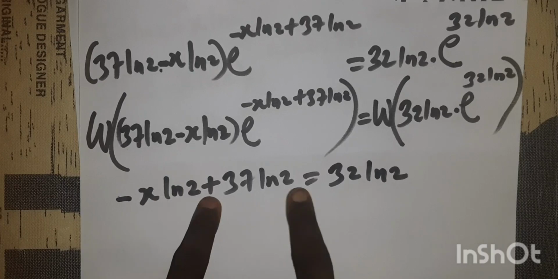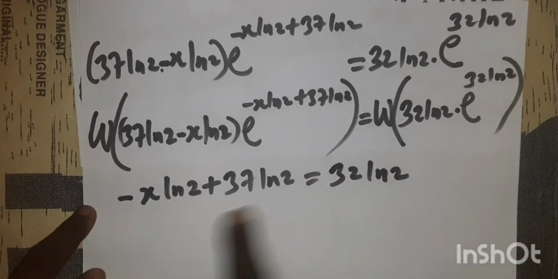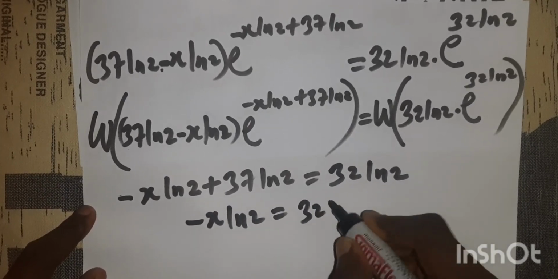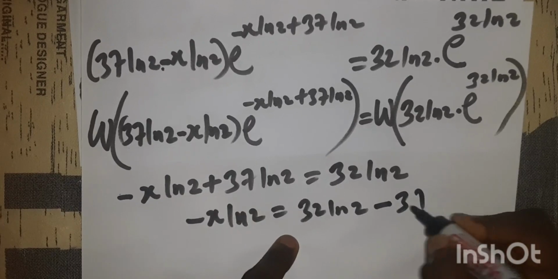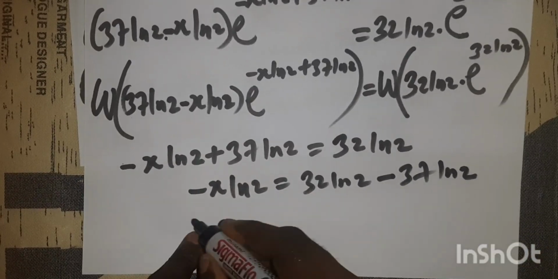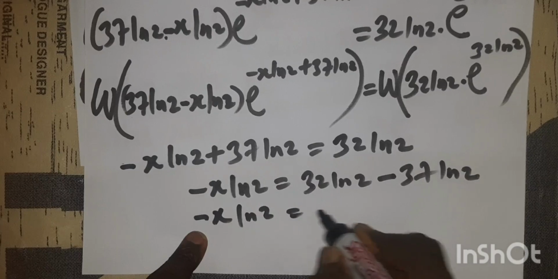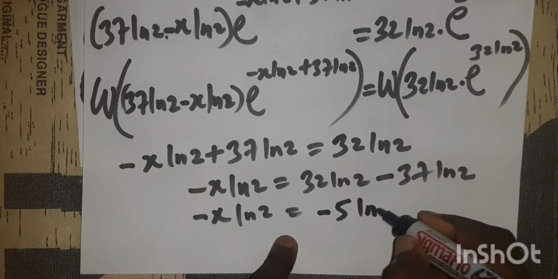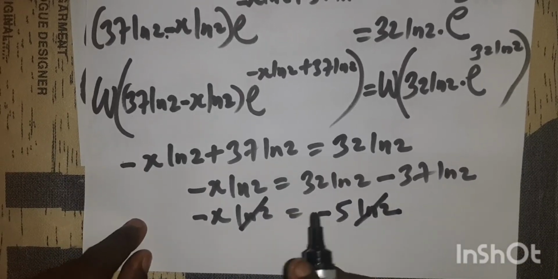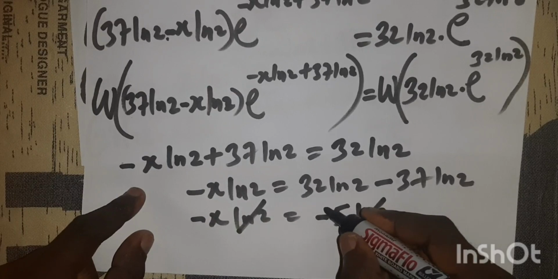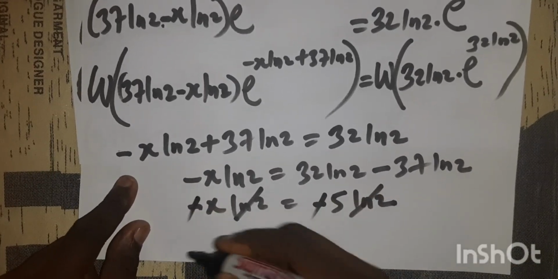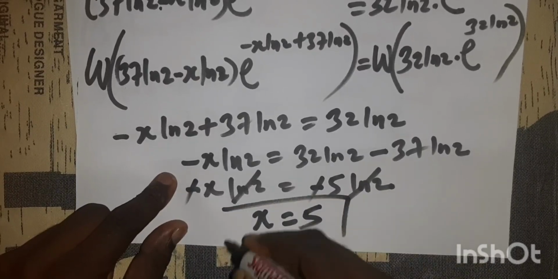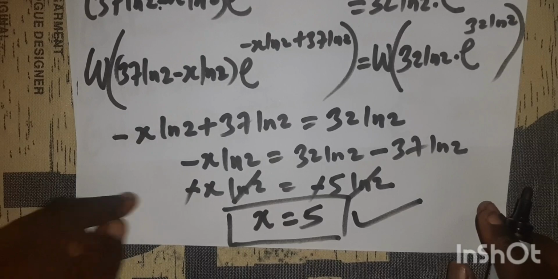So collecting like terms, I'm moving this plus 37 ln of 2 to the other side, leaving minus x ln of 2 here. Minus x ln of 2 equals 32 ln of 2 minus 37 ln of 2, which gives me minus 5 ln of 2. So ln of 2 cancels out. I'm left with minus x equals minus 5. And again, the minus and the minus cancel out. I'm left with x equals 5. So x equals 5 is the key answer to that equation. So that's it.